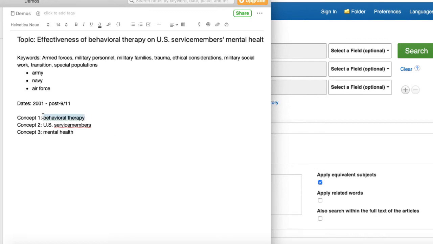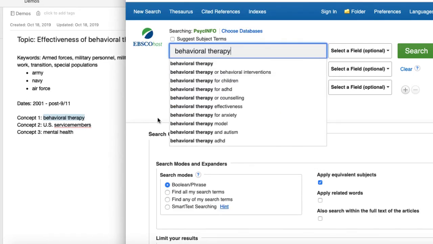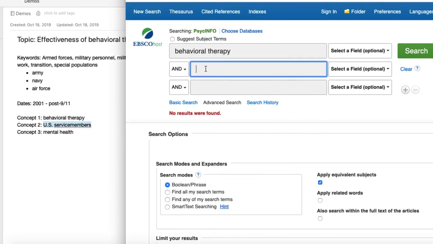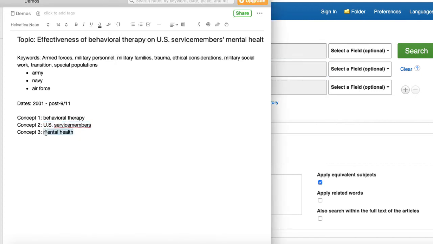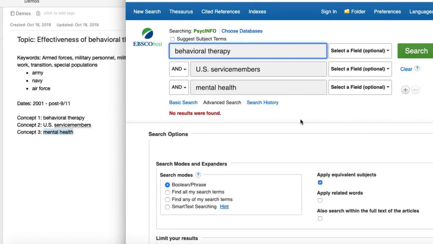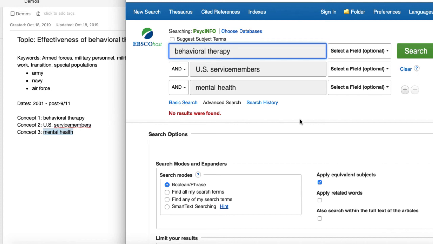If I just put in these main concepts, so I'll put in behavioral therapy, I'll put in US service members, I'll put in mental health, and I'm going to run that search. And again, no results are found for that. That definitely does not mean that there are no articles within these databases that deal with these topics. It just means that we have to find the language that the literature is using so that we can tell the databases the exact types of things that we want it to search for.